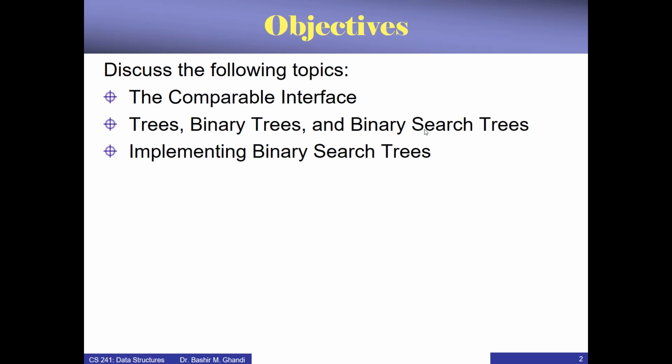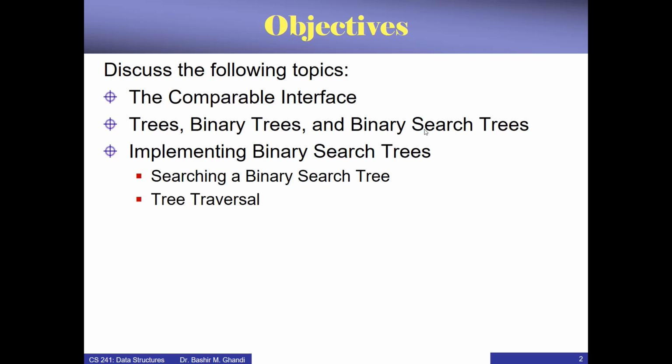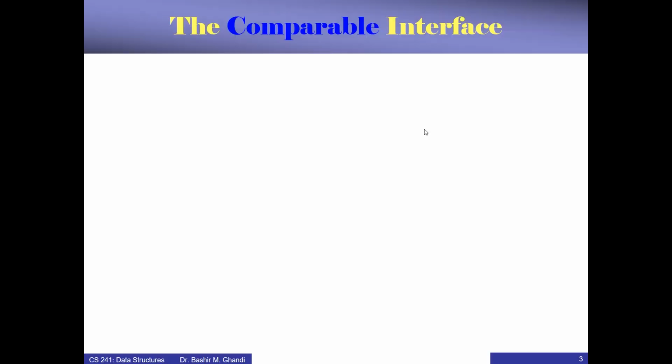So we shall learn in detail the operations of binary search trees and also implement them as Java code. In particular, we will learn about searching, traversal, insertion, and deletion. Right. So let's start with the comparable interface.